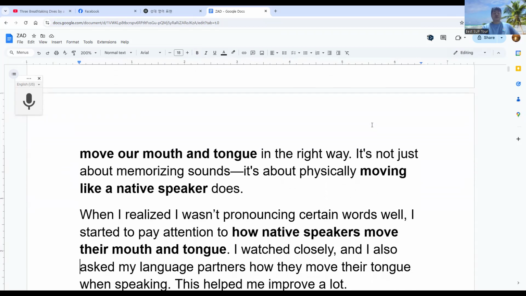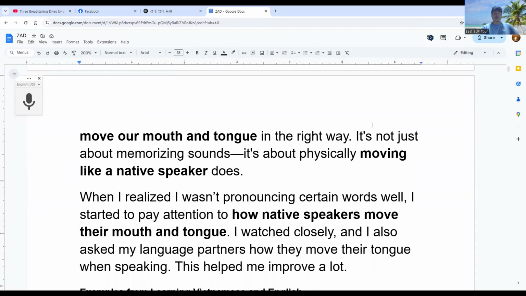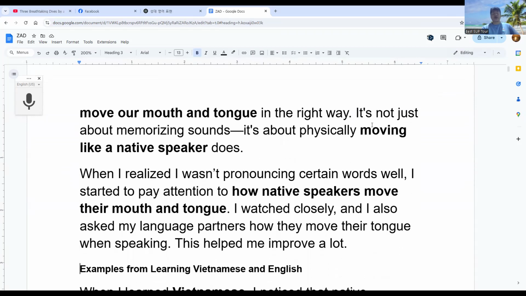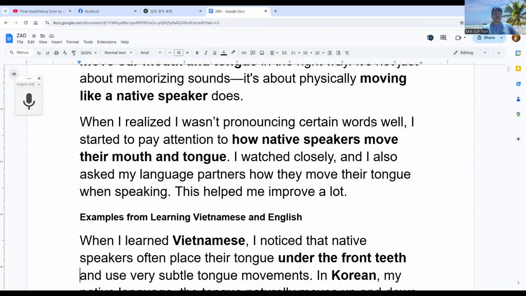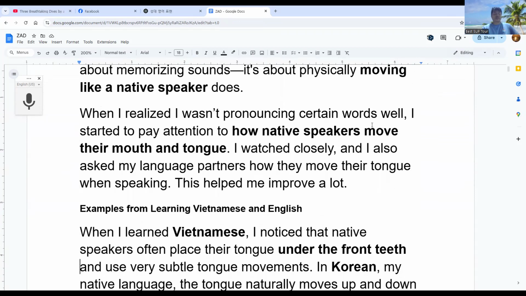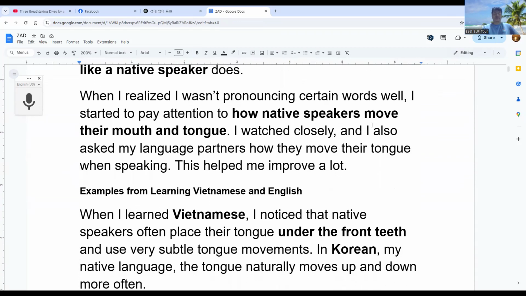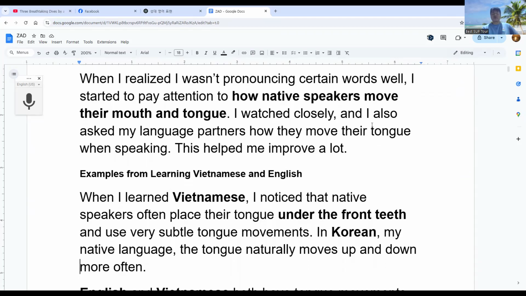When I realized I wasn't pronouncing certain words well, I started to pay attention to how native speakers move their mouth and tongue. I watched closely and I also asked my language partners how they move their tongue when speaking. This helped me improve a lot. For example, from learning Vietnamese and English. When I learned Vietnamese, I noticed that native speakers often place their tongue under the front teeth and use very soft tongue movement.